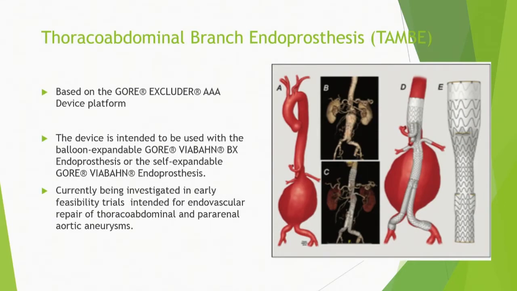And finally, the TAMBI device is based on the Gore Excluder platform, and this device is going to be an off-the-shelf device that can be used to treat thoracoabdominal and paravisceral aneurysms, along with a specific stent graft, the Gore Viabahn VBX. And this is really being trialed in some feasibility trials right now, and we'll see the results shortly.